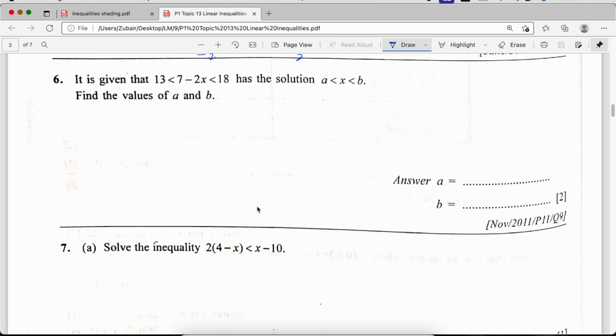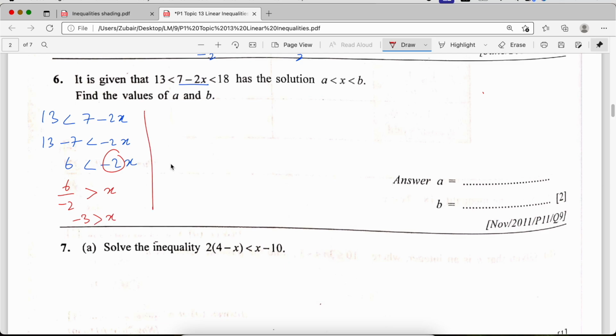One more. So now the first inequality is 13. We copy all of it, that is 7 minus 2x. Solving this, 13 minus 7 is less than minus 2x, and 13 minus 7 is 6, less than minus 2x. Now remember, whenever you divide with a negative sign, the sign of inequality will change. 6 divided by minus 2, sign change, so that's minus 3. So x is less than minus 3.